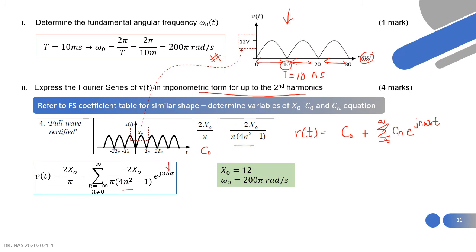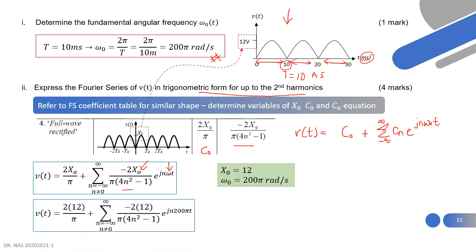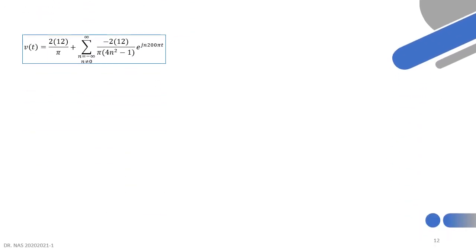So you can replace your omega with 200 pi radian per second. You can replace your x0 as well. Then you need to consider n 0, 1, minus 1, 2, and minus 2. Okay, once you have the general equation, when you have replaced all the x0 and omega value, so this is your omega value, and this is your x0 values.